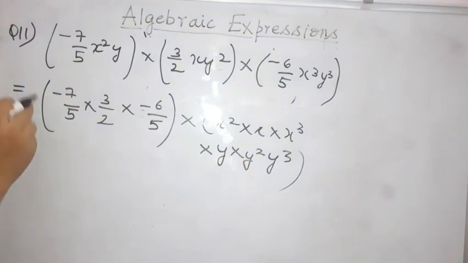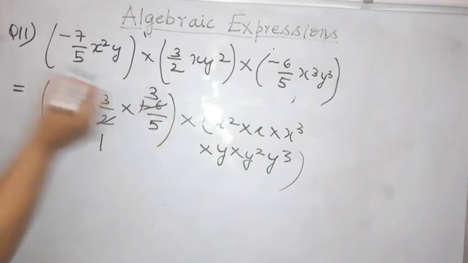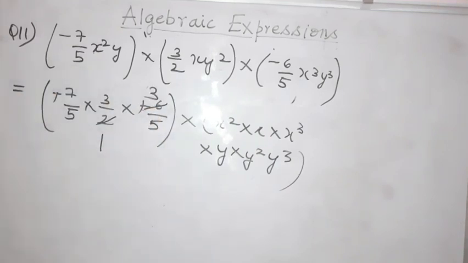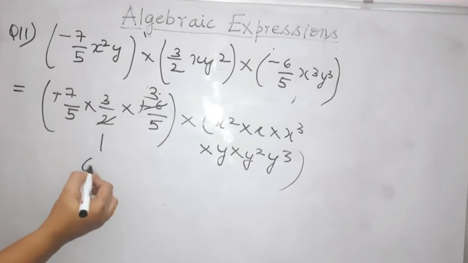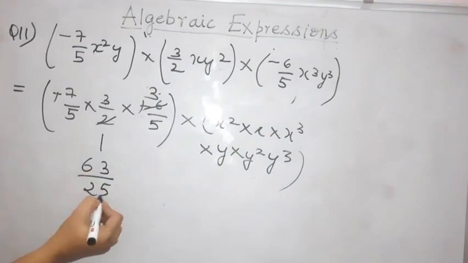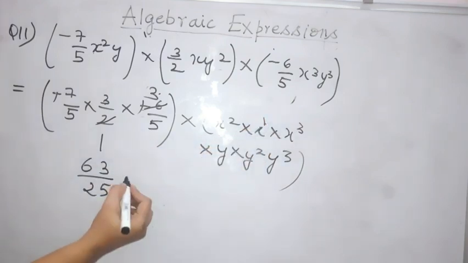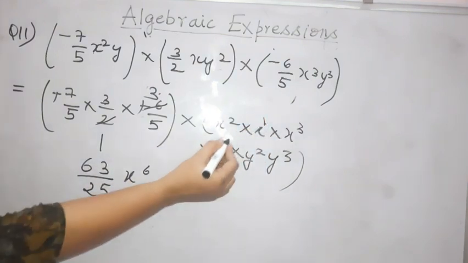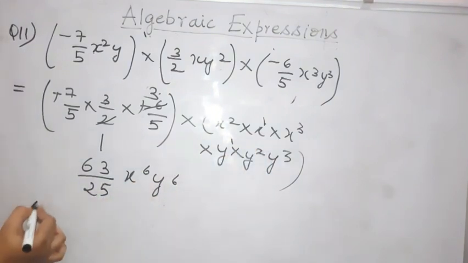Okay students, now check whether it can be reduced or not. Two negatives are going to become positive, 2 ones are 2, 2 threes are 6. Now can it be reduced further? No. So 7 threes are... 3 threes are 9 and 7 nines are 63, 5 fives are 25. Now x square: 2 plus 1 is 3, 3 plus 3 is 6. So x to the power of 6. Again y: 1 plus 2 is 3, 3 plus 3 is 6. So y to the power of 6.